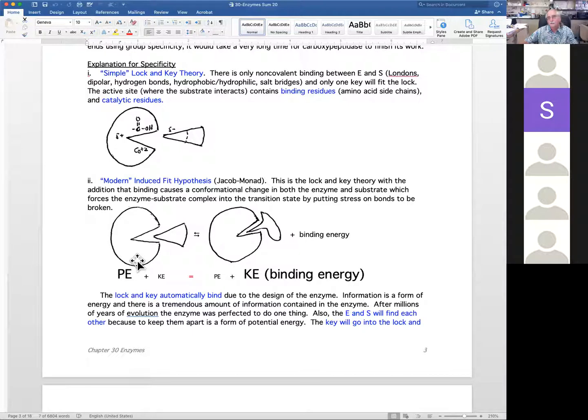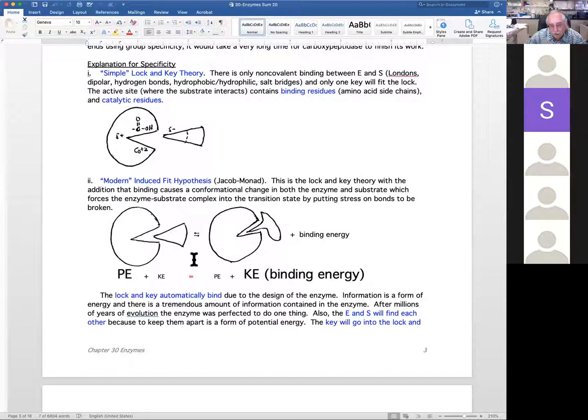So why is the enzyme able to do what it does? Because there's so much energy involved in the production of this protein. And part of that makes it bind strongly to this particular substrate. So much so that if you take them apart, you're creating potential energy. So when you let them bind, that potential energy gets converted into what? Kinetic energy, which is a form of binding energy.